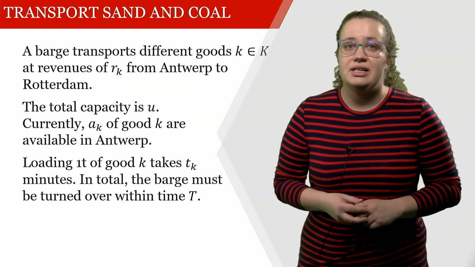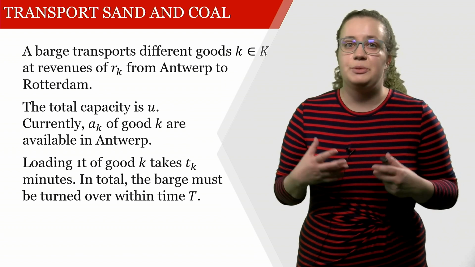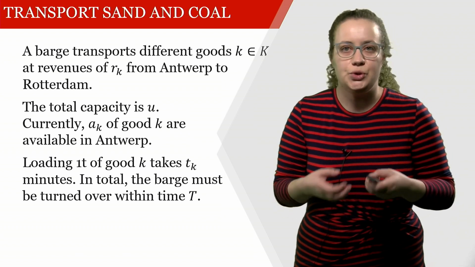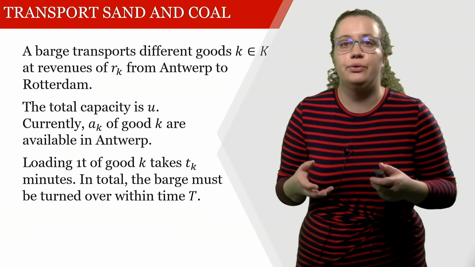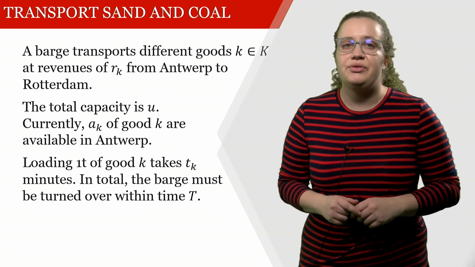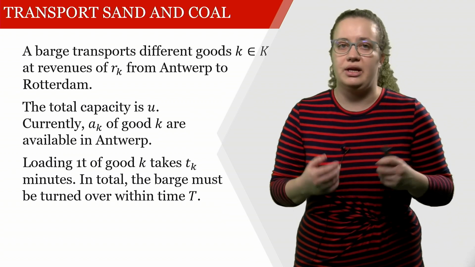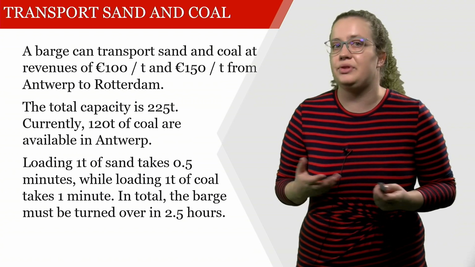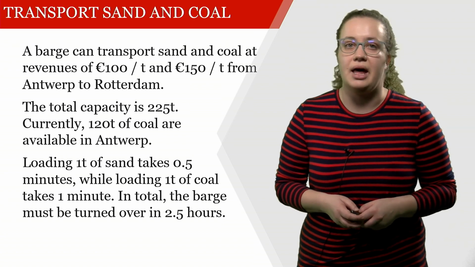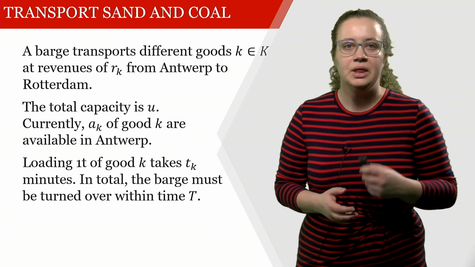Now let's generalize this a little bit. We have a barge that transports different goods, which we refer to as k. So this k could, for instance, be sand and coal, at revenues R_k from Antwerp to Rotterdam. So for instance, if we look at the previous slide, this could be the 100 euros per ton and the 150 euros per ton.